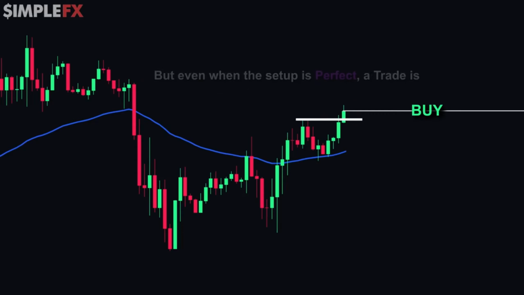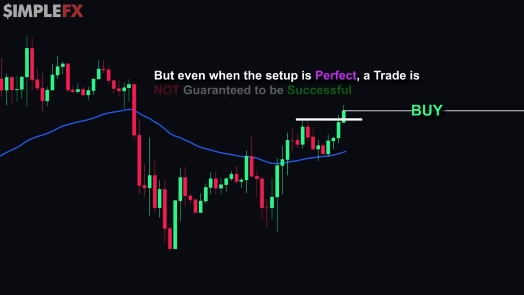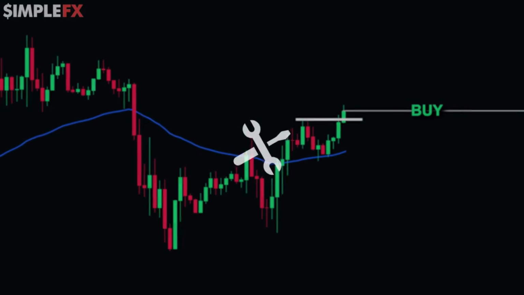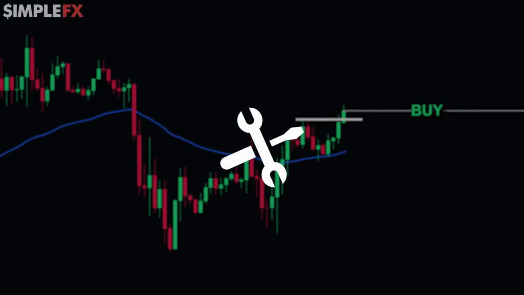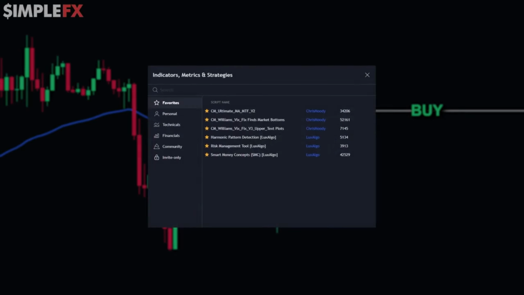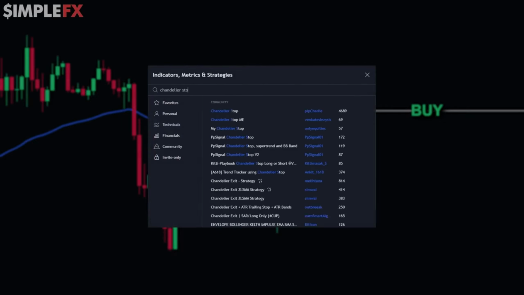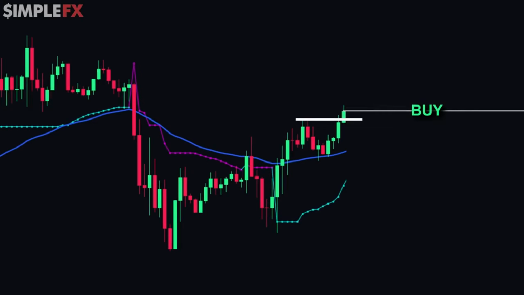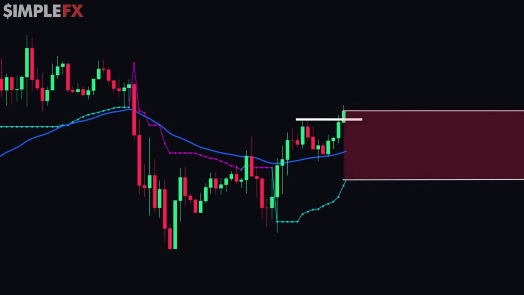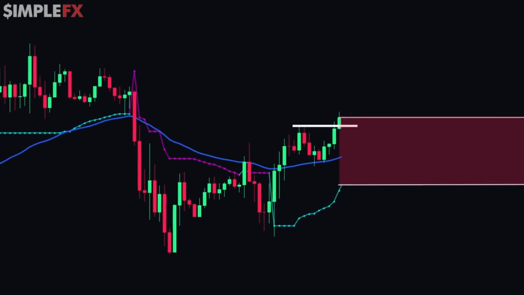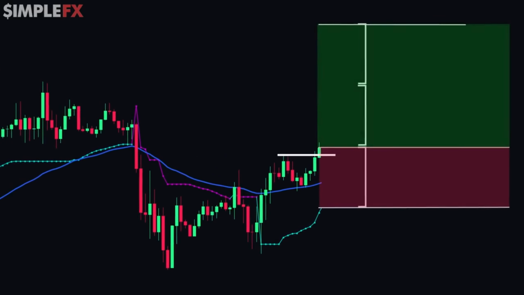But even when the setup is perfect, a trade is not guaranteed to be successful. And that's why we need to set a stop loss to limit our risk. To do that, we add one more tool to our strategy. So on TradingView, go to Indicators again and type Chandelier Stop and click the one right here by Pip Charlie. Once it is applied, we place the stop loss of our entry at the Chandelier Stop; in this example, that would be right here. We then set a take profit target at double the stop loss, which is right here.